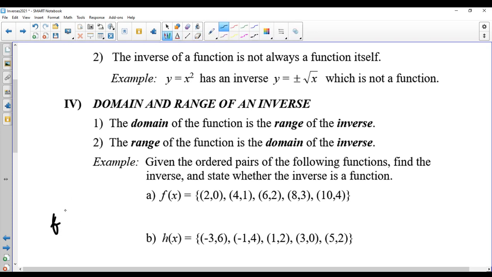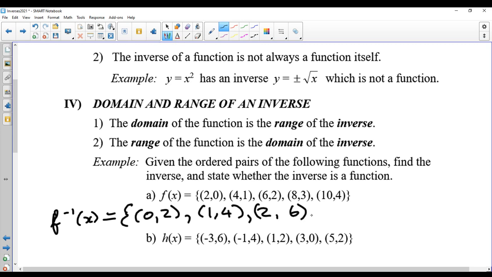What would the f to the minus 1 of x equal? Well, we have our coordinates that represent the function. We just have to come up with the swap, which is 0, 2, 1, 4, 2, 6, 3, 8, and 4, 10.